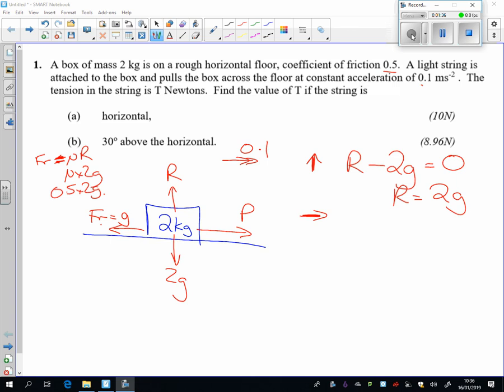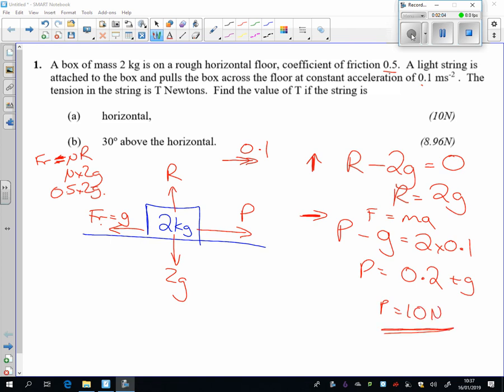Let's work this bit out then. So going to the right, we've got our force, take away the frictional force going back again there, and that's the resultant force. F equals ma equals the mass times the acceleration, which is 0.2. So P equals, 2 times 0.1 is 0.2 plus the G. That gives me that the propelling force is 10 newtons, as you were told it was going to be there.